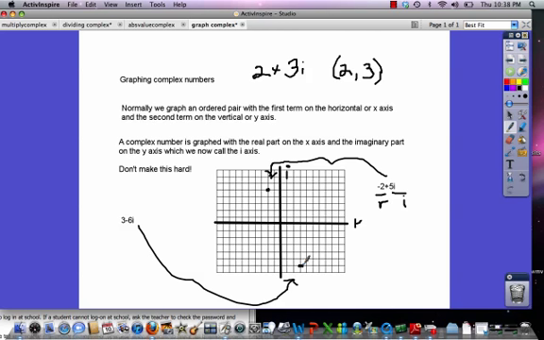Do not make this hard. This is really very easy. If you think about it as putting it in an ordered pair like this, then it's easy. All right?